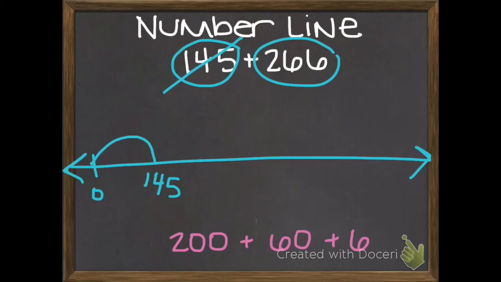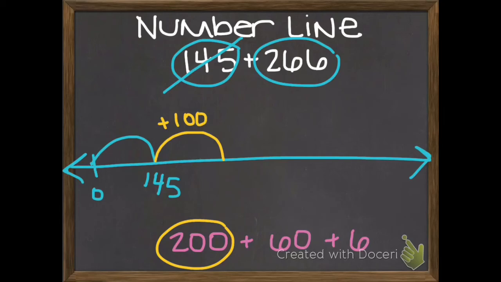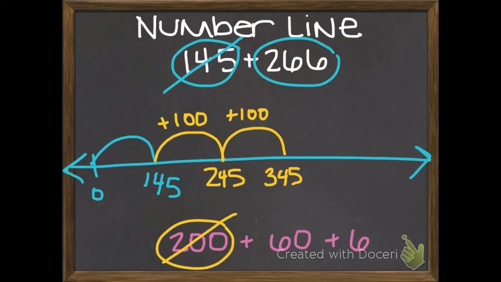Okay, well, if I first start looking at the hundreds, I've got 200. I can do that. Plus 100 would land me at 245. Plus another 100, I would end at 345. So I've done that. I still have 60 plus 6 left to go.